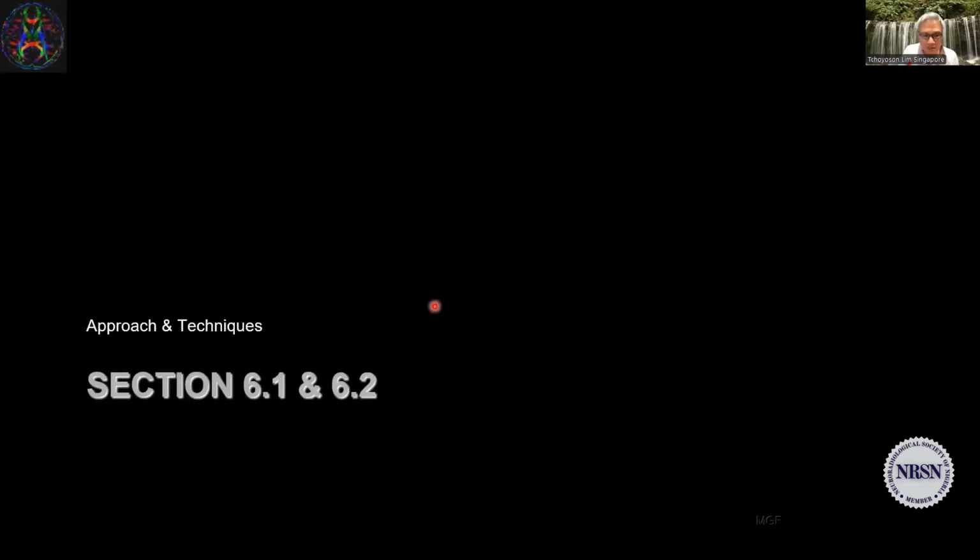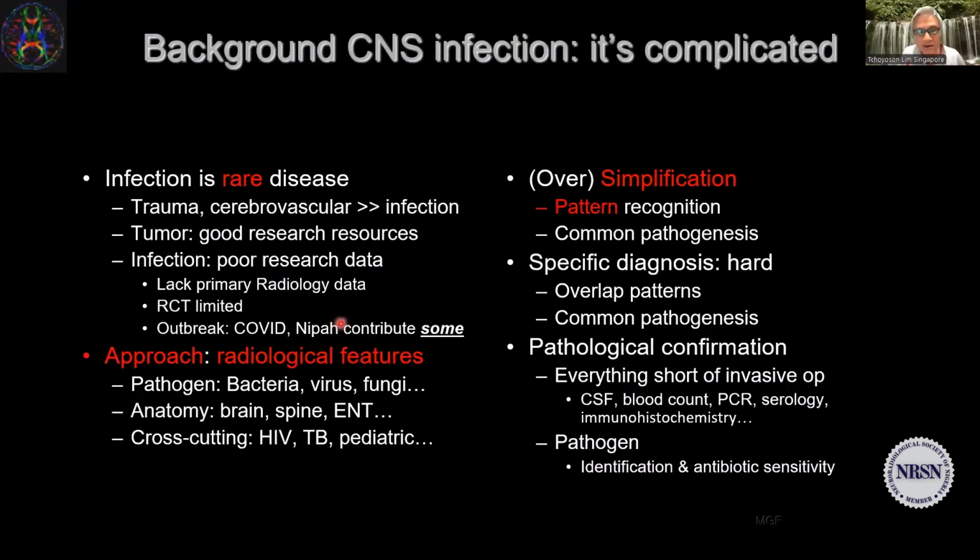Okay, so let's start with sections 6.1 and 2, the approach and the techniques that we can use. Infections compared to other CNS conditions are quite rare. We typically, in our case mix, see many patients who have trauma. That includes high velocity motor vehicle accidents, what we call RTAs, road traffic accidents.